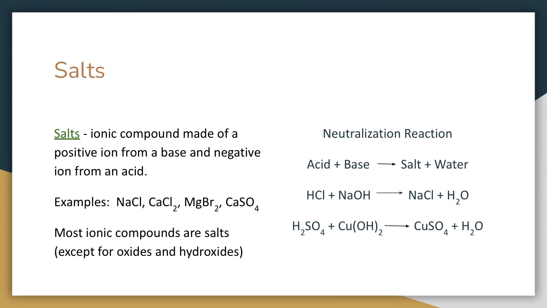The last category of substances that we're going to have are going to be salts. So anything that doesn't fall into an acid, a base, an acidic anhydride, or a basic anhydride is going to be a salt. So salts are going to be ionic compounds made of a positive ion from a base and a negative ion from an acid. So salts are created in those neutralization reactions that we talked about in our last set of notes, where we have an acid plus a base yielding salt and water.